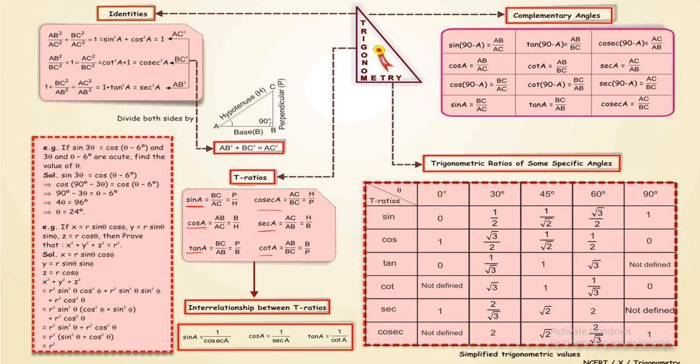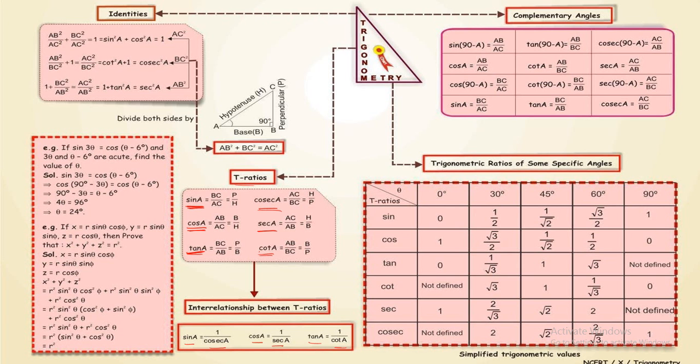So sine is nothing but opposite by hypotenuse, cos is nothing but adjacent by hypotenuse, tan is opposite by adjacent, and cosecant, secant, cot are their reciprocals, right? So those reciprocal relations are given by sine A is equal to 1 by cosecant A, cos A is equal to 1 by secant A, tan A is equal to 1 by cot A, right?